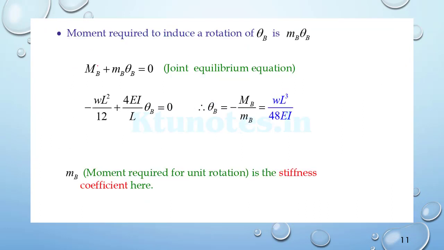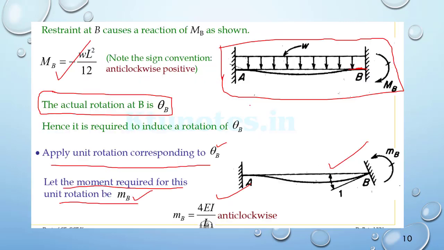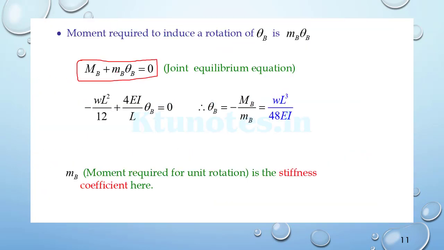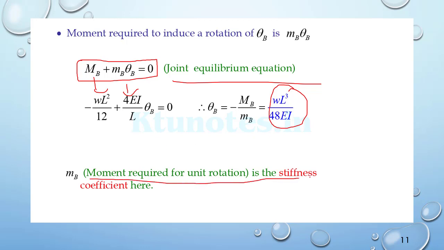And for the equilibrium condition, the total moment should be equal to 0, because in the real case it is actually a hinge. So MB plus mb theta B equal to 0 as the joint equilibrium condition, and substituting the values, we get theta B is equal to WL cube by 48 EI, which was the unknown displacement solved by the stiffness method. And mb, the moment required for unit rotation, is the stiffness coefficient here.